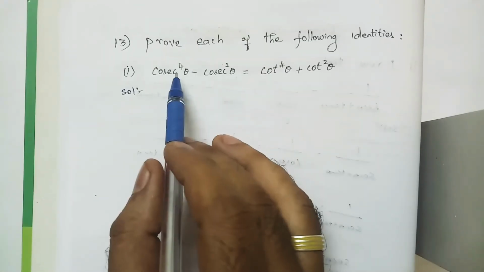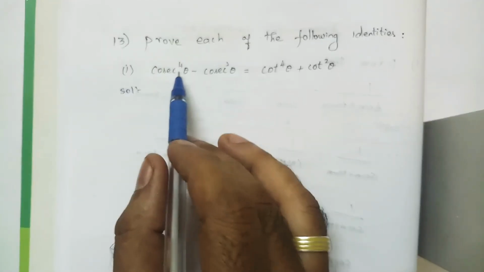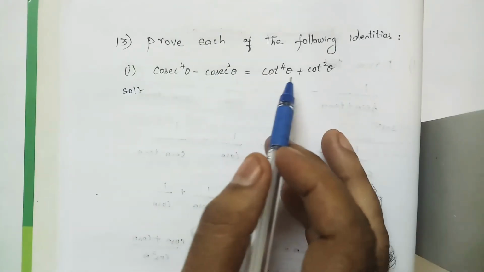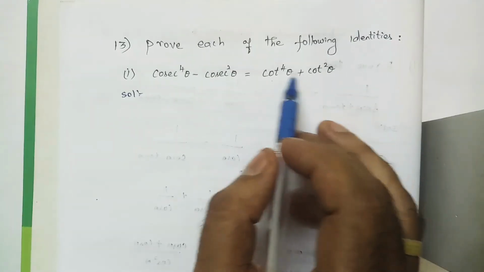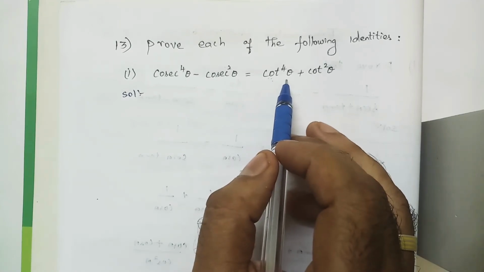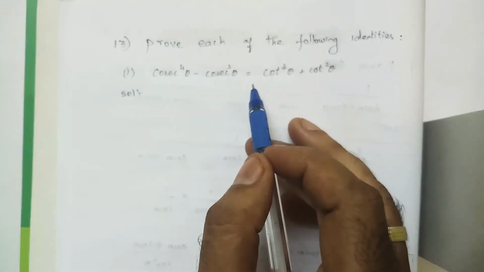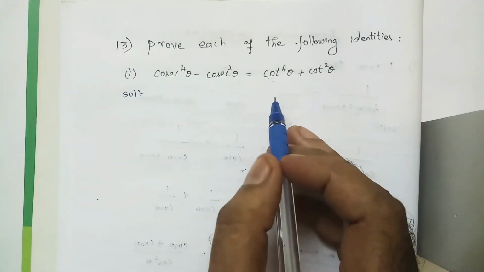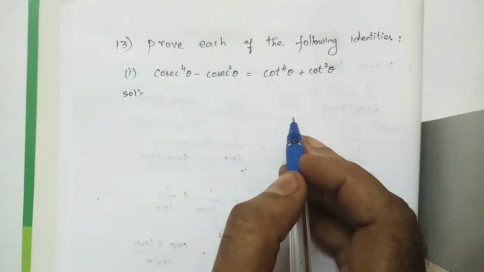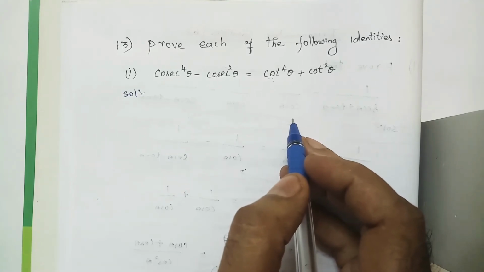Just compare the LHS. We are having two terms. What is the common term? Cosec square theta. Taking cosec square theta commonly outside and simplify. At the same time, in the RHS, what is the common term for both the terms? Cot square theta, right? Cot power 4 theta plus cot square theta. Cot square theta is common. Taking cot square theta commonly outside and simplifying, we'll get LHS is equal to RHS. We'll get the proof. So this method is nothing but taking the common term outside and simplifying.